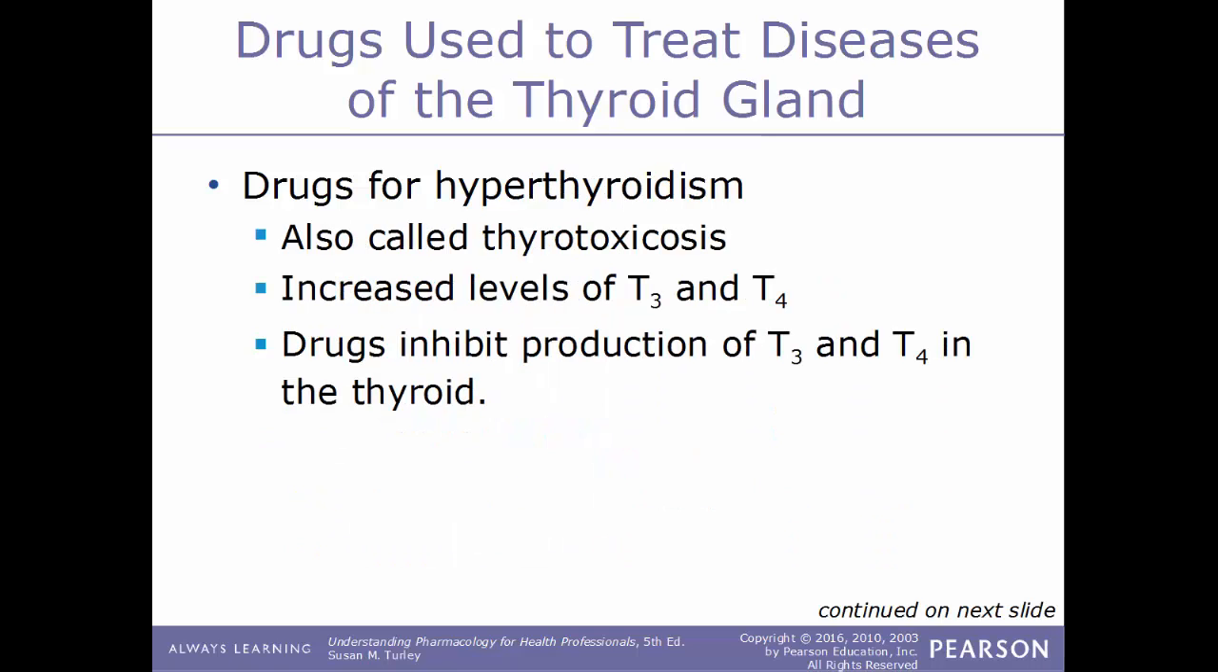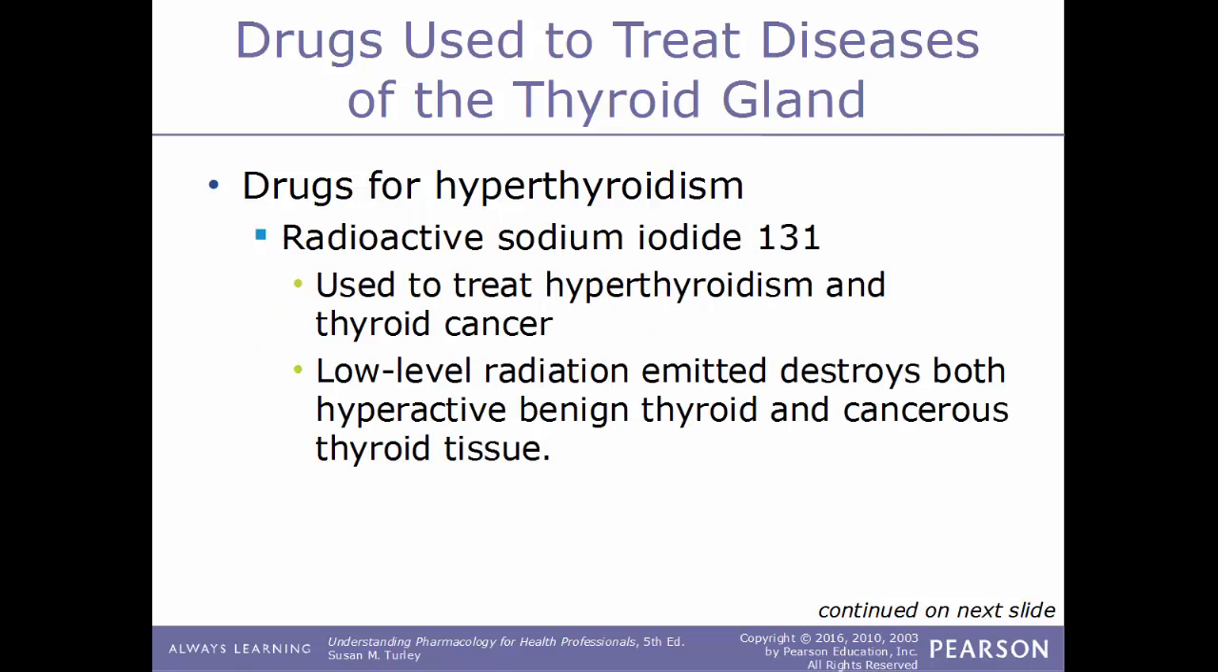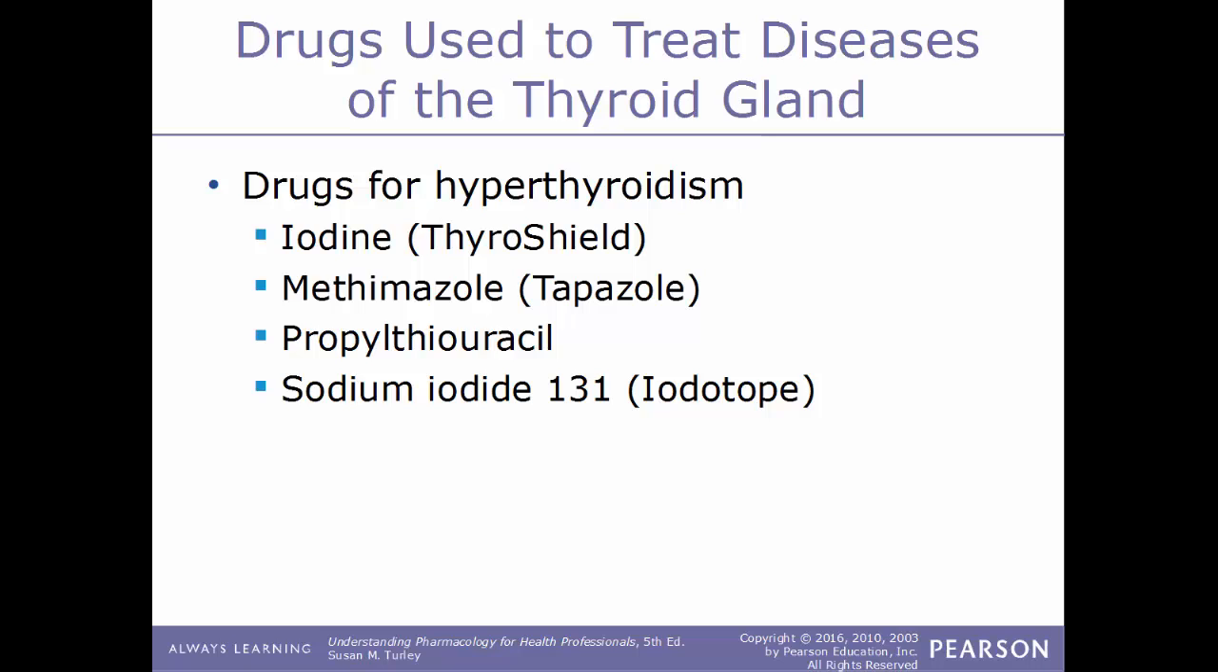Drugs that would treat hyperthyroidism. This condition is also called thyrotoxicosis, and it's due to increased levels of T3 and T4. The drugs used to treat this condition inhibit the production of T3 and T4 within the thyroid. An example is radioactive sodium iodine 131. This is used to treat hyperthyroidism and also thyroid cancer. The way this works is a low-level radiation gets emitted from the drug, and it destroys both the hyperactive benign thyroid tumors and the cancerous thyroid tissue. Some other drugs that could be given for hyperthyroidism: iodine, sold under the name ThyroShield; methimazole, sold under the name Tapazole; propylthiouracil; and also sodium iodine 131, which is sold under the trade name Iodotope.